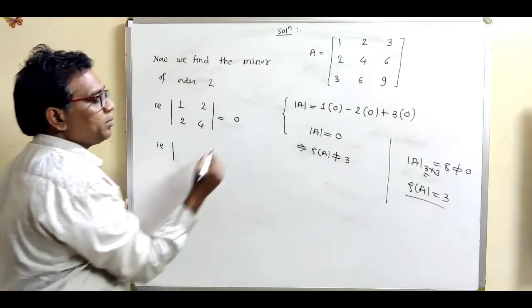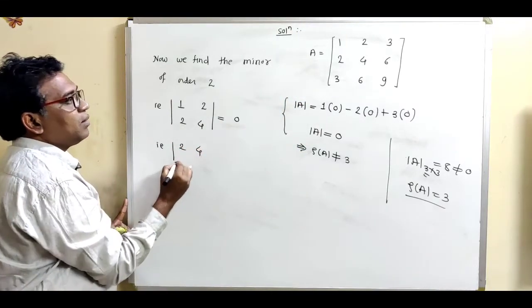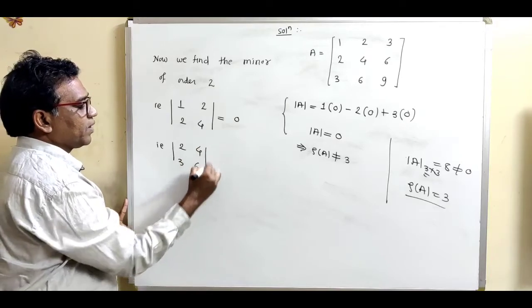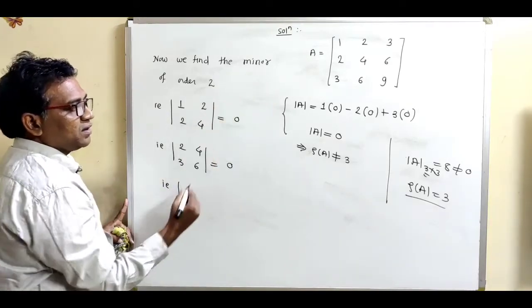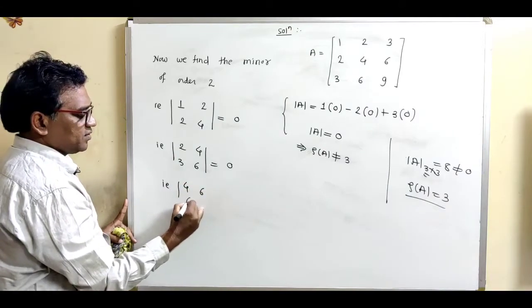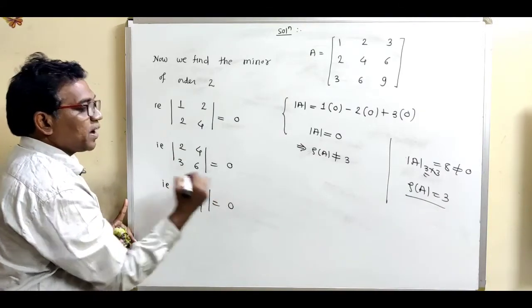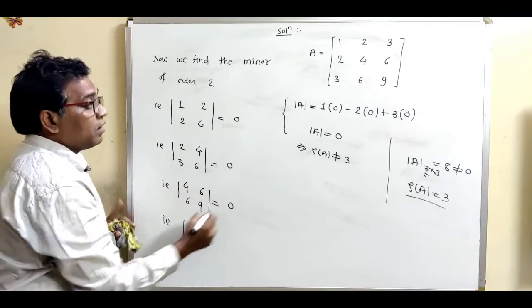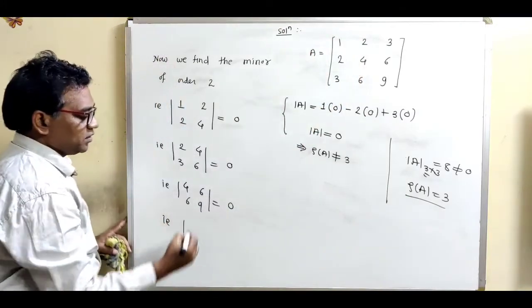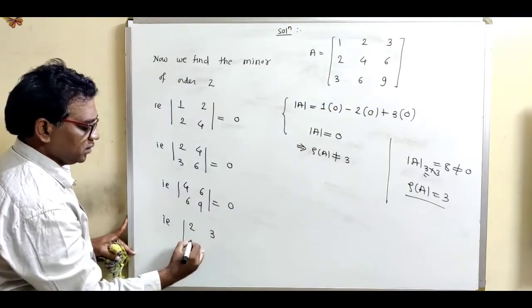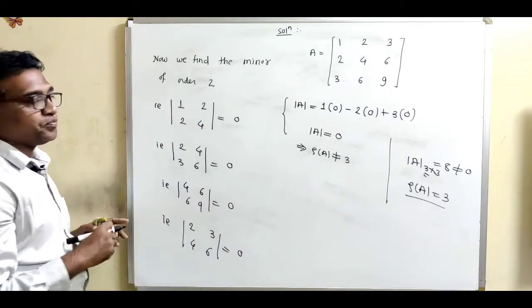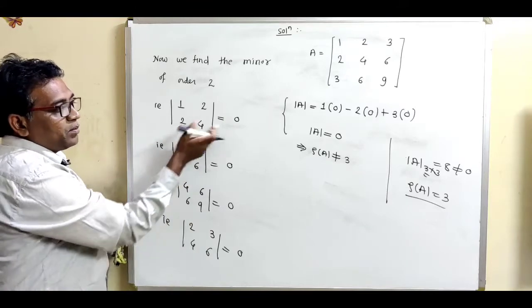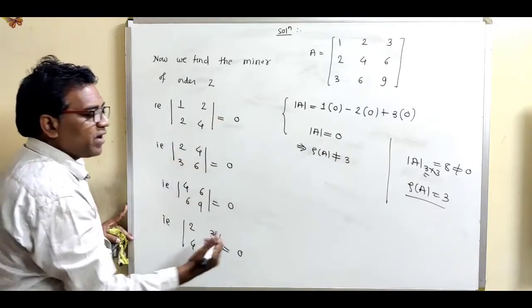Write down the second determinant which contains the elements 2, 4, 3, 6. So 12 minus 12, it is again 0. Find out the third determinant: 4, 6, 6, 9. 36 minus 36, it is 0. Find out the last determinant: 2, 3, 4, 6. So 12 minus 12, this is again 0. So the determinants of order 2 by 2 all vanish.